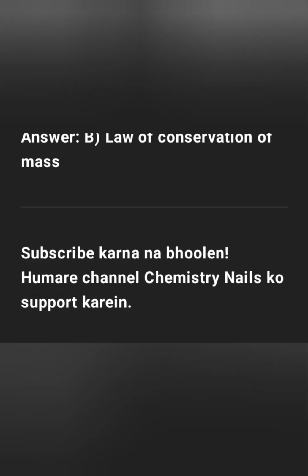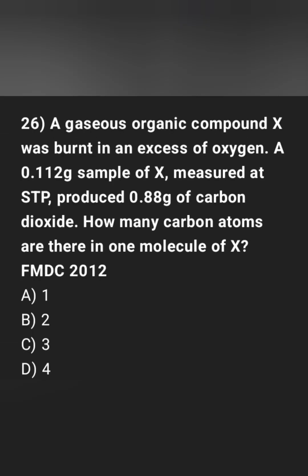26. An organic compound X was burnt in an excess of oxygen. A 0.11 gram sample of X, measured at STP, produced 0.88 grams of carbon dioxide. How many carbon atoms are there in one molecule of X? FMDC 2020. A, 1, B, 2, C, 3, D, 4.